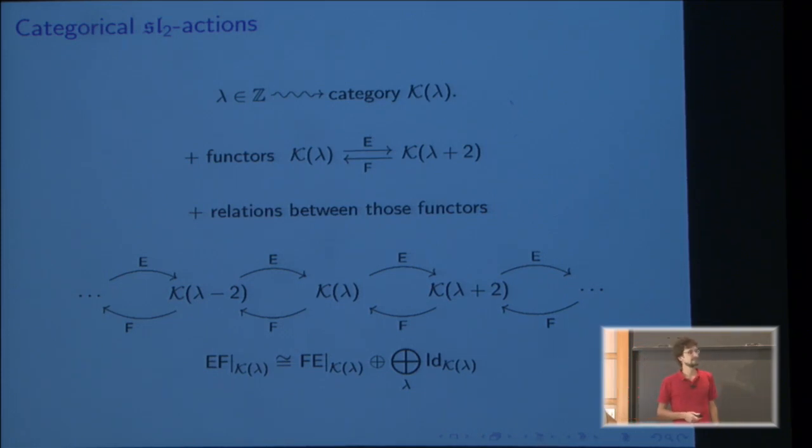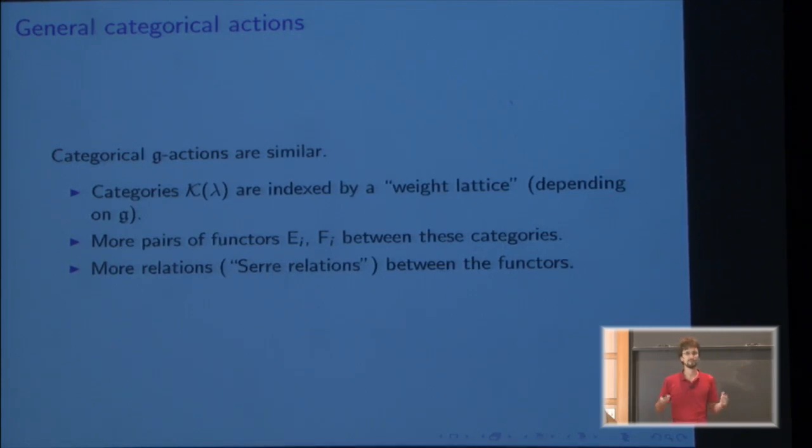I talked about SL2 actions. The general story works very similar. Just instead of having your categories indexed by the integers, you now have categories indexed by what's called the weight lattice of the Lie algebra G. That is some discrete data that's associated to the Lie algebra. Instead of having one pair of functors E and F, you have multiple pairs of functors E_i and F_i, and you have some relations between them. So in representation theoretic terms, you want to have categorified sl relations, and then again higher stuff.